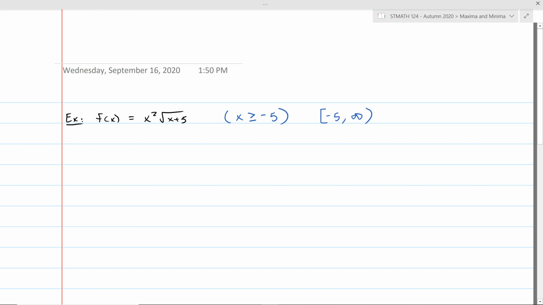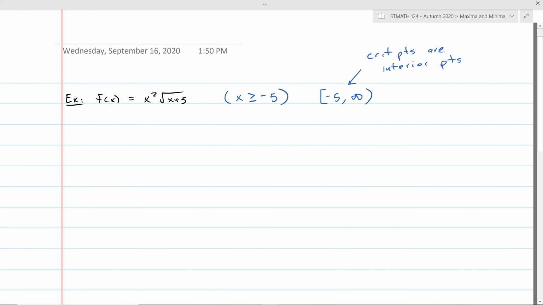So if we're thinking about critical points, they are points interior to this, right? So I would never consider -5 as a critical point, or anything less than -5, since the function's not even defined. So if I happen to find some candidate critical values that are outside of that domain or on the boundary of it, I would just discard them. Okay, so let's find those critical points.